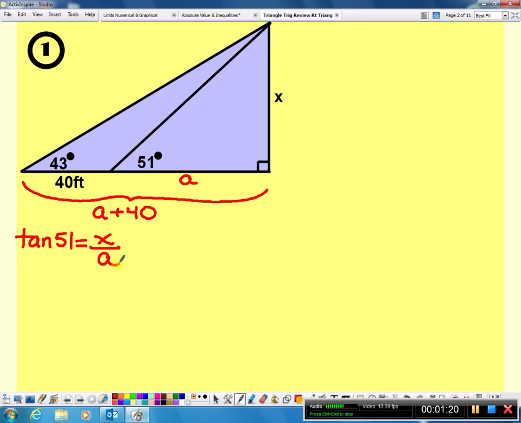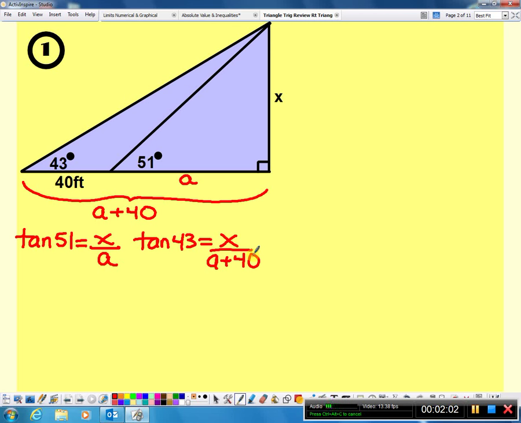But I can't solve a single equation with two variables. So I need to find another triangle trig statement I can set up that allows me to solve for a automatically, or gives me a way to solve a system with two equations with x and a both. Well, when I look at the large right triangle that contains the 43-degree angle, I can say that tangent of 43 degrees equals x over a plus 40. So this second equation does not allow me to solve for a by itself, but it does allow me to solve a system of equations with x and a both.